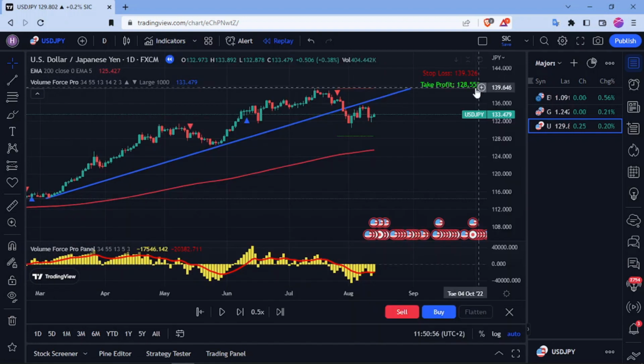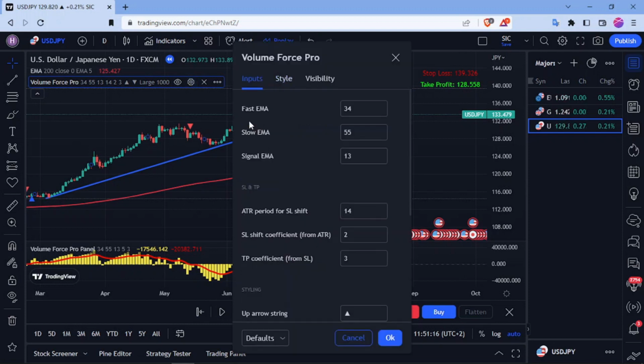You'll see that we used a moving average and trend line to determine that we are currently in an uptrend, and added the Volume Force Pro and Volume Force Pro panel. I would recommend adding these to your favorites to make it easy to add to the chart that you are trading. The indicator works on multiple time frames, so let's take a closer look at how it works.